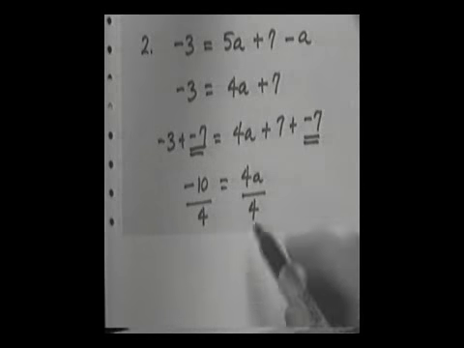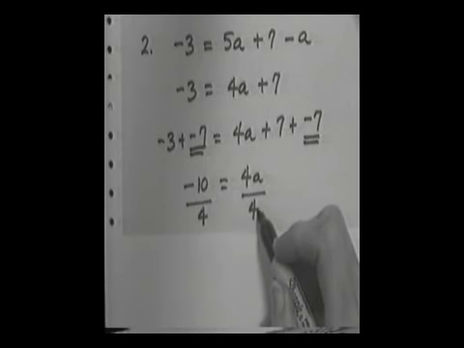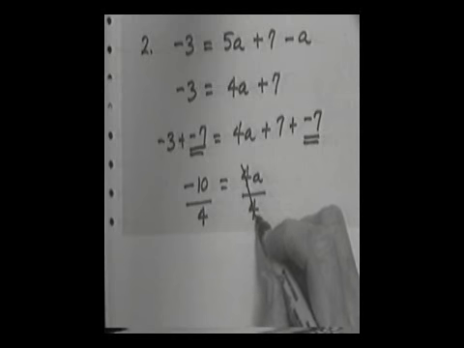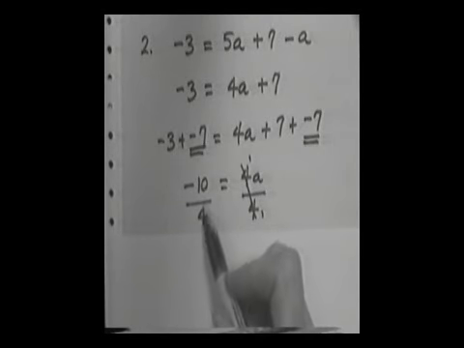The last thing is to eliminate the coefficient of the variable. To eliminate this coefficient, we can divide by the coefficient, which is 4. Dividing both sides by 4. On the right-hand side, the 4 coefficient and the 4 we're dividing by will cancel, leaving 1s in both places. On the left-hand side, the -10 over 4 can be reduced to -5/2. And so we have -5/2 equals a.